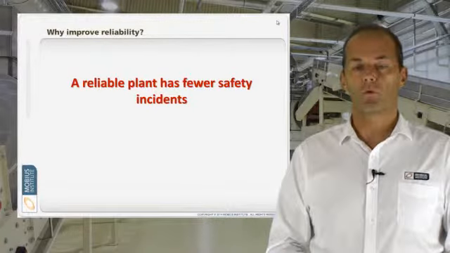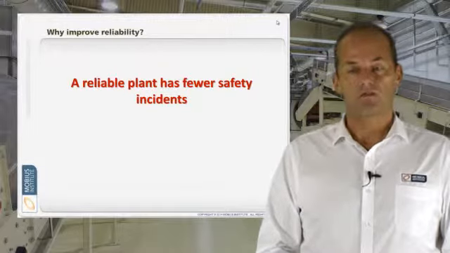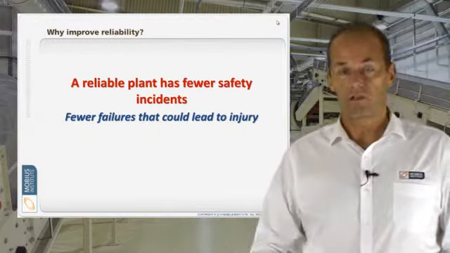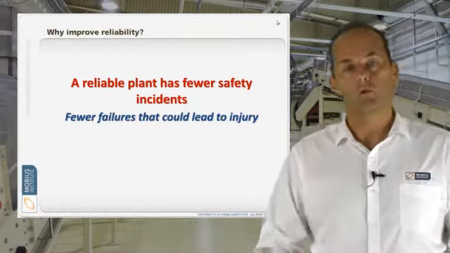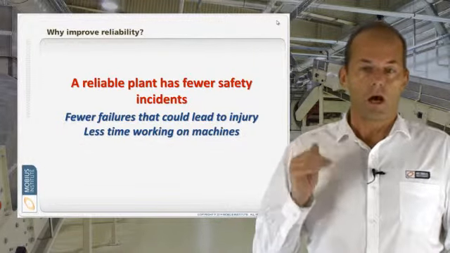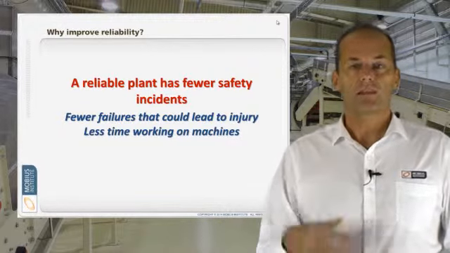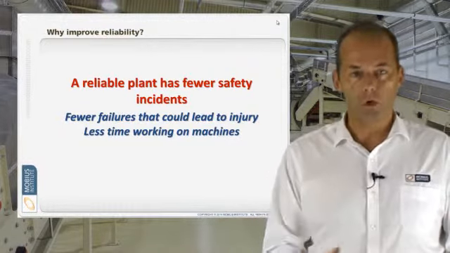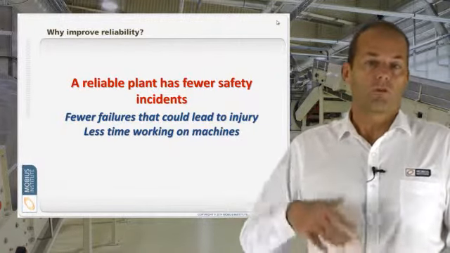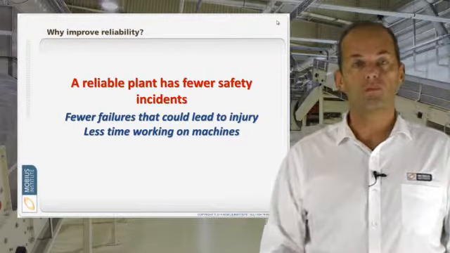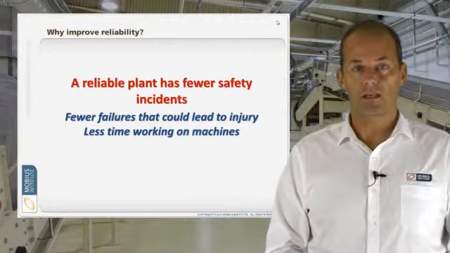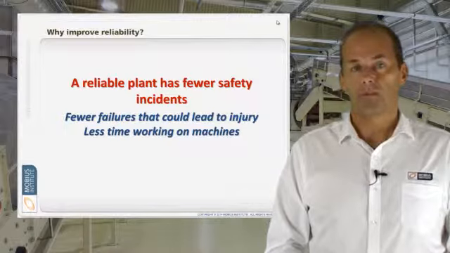Now, I've mentioned some of them already, but a reliable plant has fewer safety incidents, fewer failures that could lead to injury, as in the actual failure of the equipment that could lead to injury. Less time working on machines correlates to higher levels of safety. Bottom line is, any time spent close to a machine or working on a machine is an opportunity to have a safety incident. So if we can reduce the amount of work being performed on machines, reduce the inspections and so on, intrusive inspections that is, we're going to improve the safety incidents.